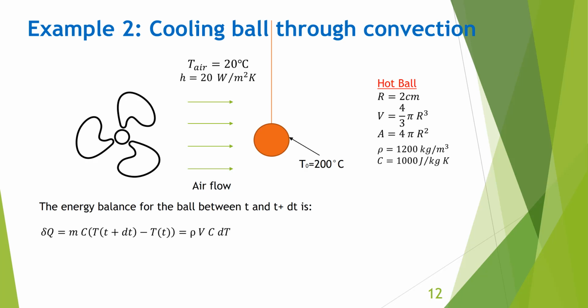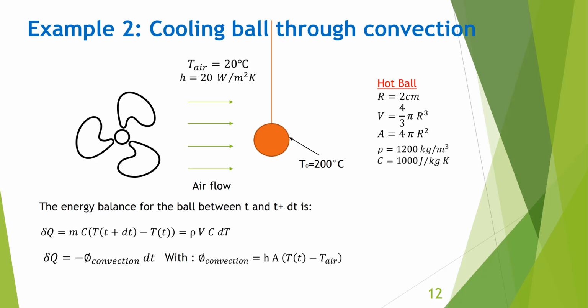Let's make the energy balance. The energy balance between the time t and t plus dt: delta Q, the loss of energy, is equal to mass times thermal capacity times T at time t plus dt minus T at time t, which is equal to rho V c dT.